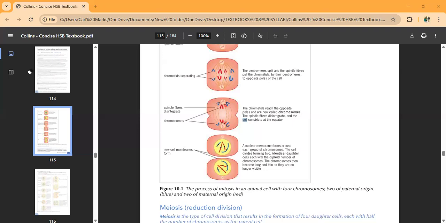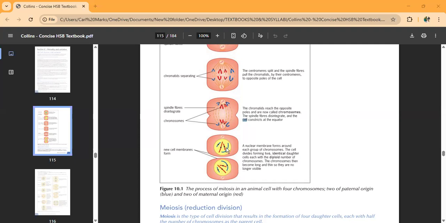Okay, miss. It's just for the diagram, right? Yeah, they're not colored. So it's just to tell you that you have them separating and having some long, some short. Once you have 23 pairs, that's all that matters, right?